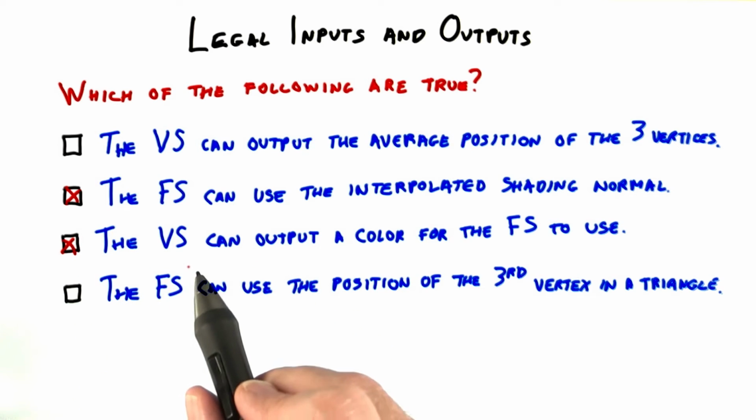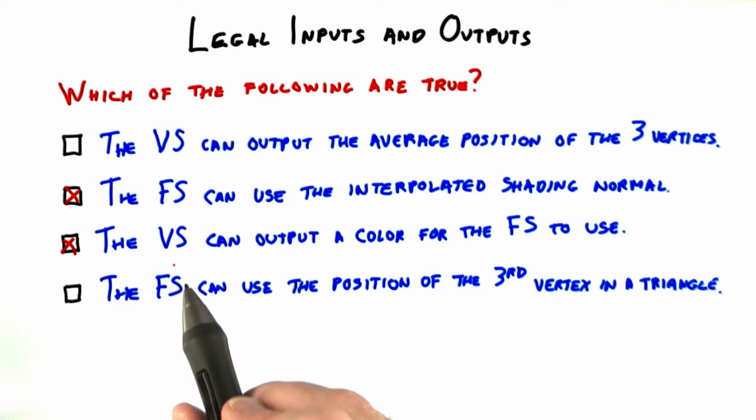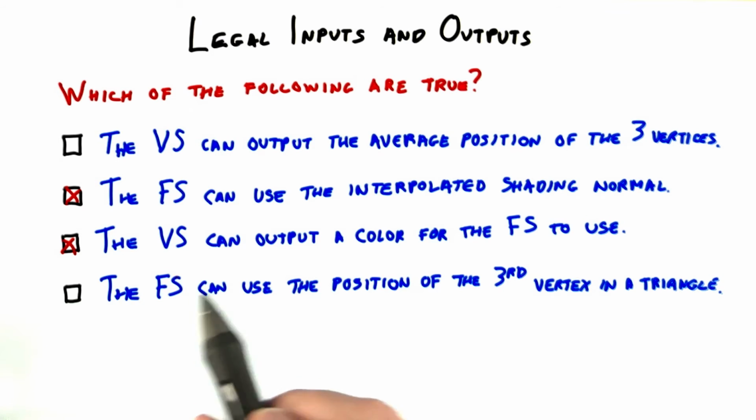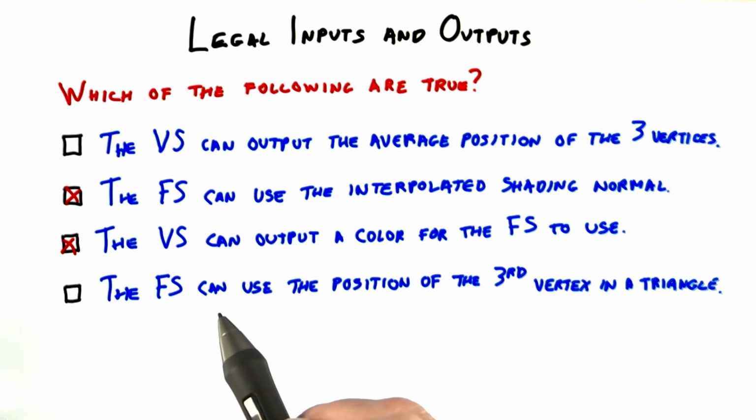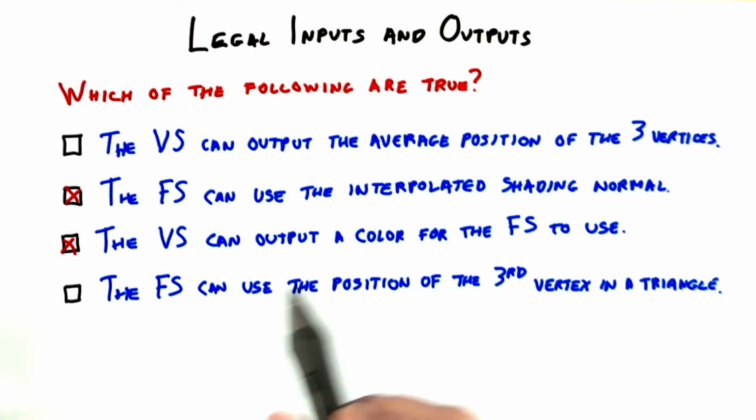Even though the vertex itself does not have a color stored in it, the vertex shader can compute and output anything it wants. Even though we call the outputs things like position, normal, color, and so on, as far as the GPU is concerned, it's all just data to interpolate.